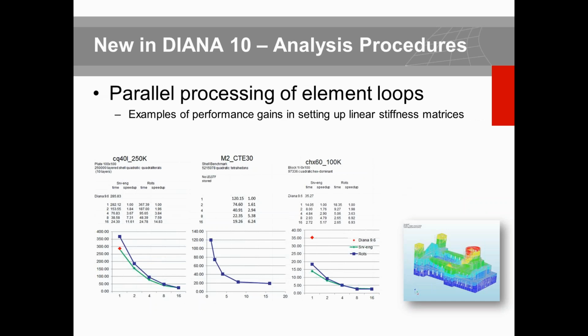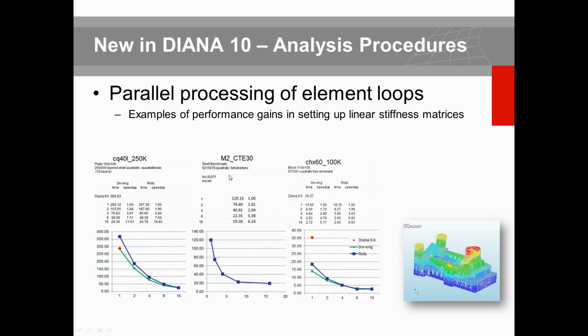For instance, in this particular case, you can see if I have something about 250,000 quadratic quadrilateral elements, by increasing the number of threads, you can see how the time is reduced for solving this process or assembling this linear stiffness.